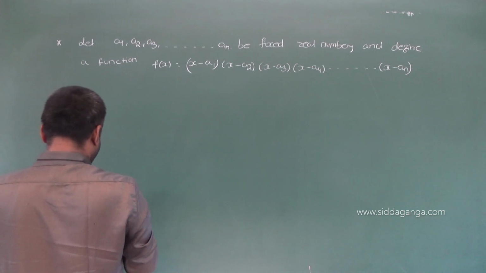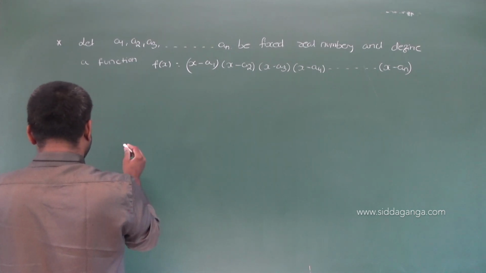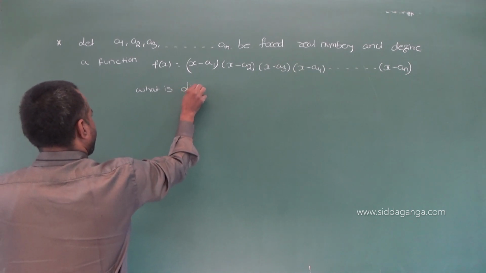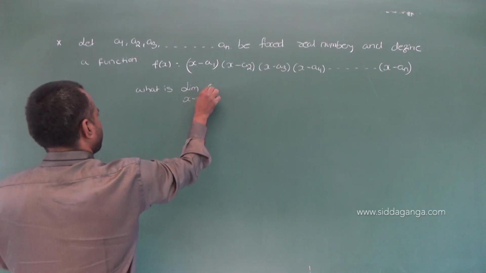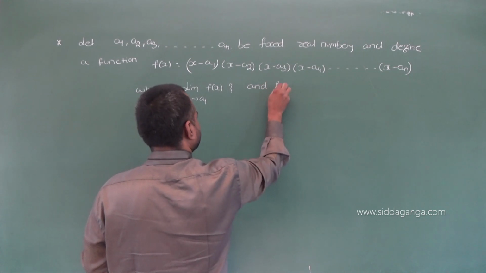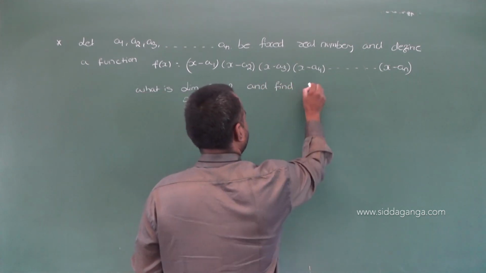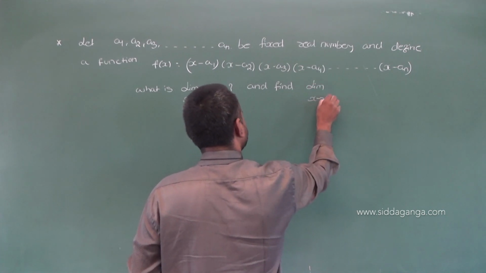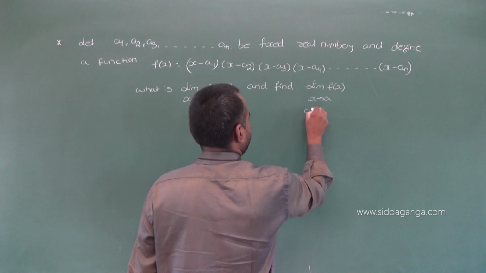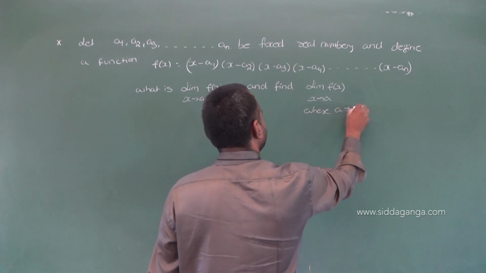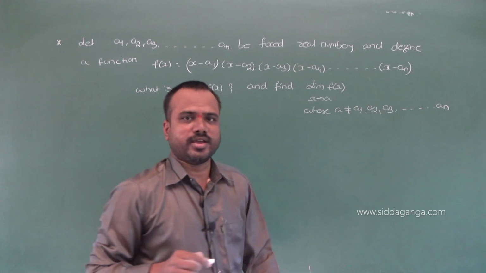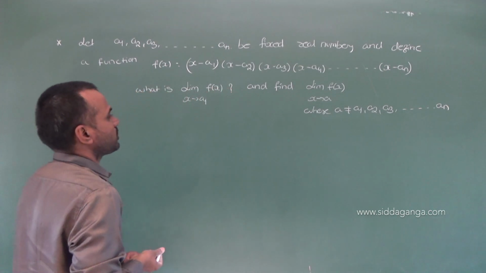Okay, so what he asked: what is the limit as x tends to a1 of f of x, and find the limit as x tends to a of f of x, where a is not equal to a1, a2, a3, so on up to an.